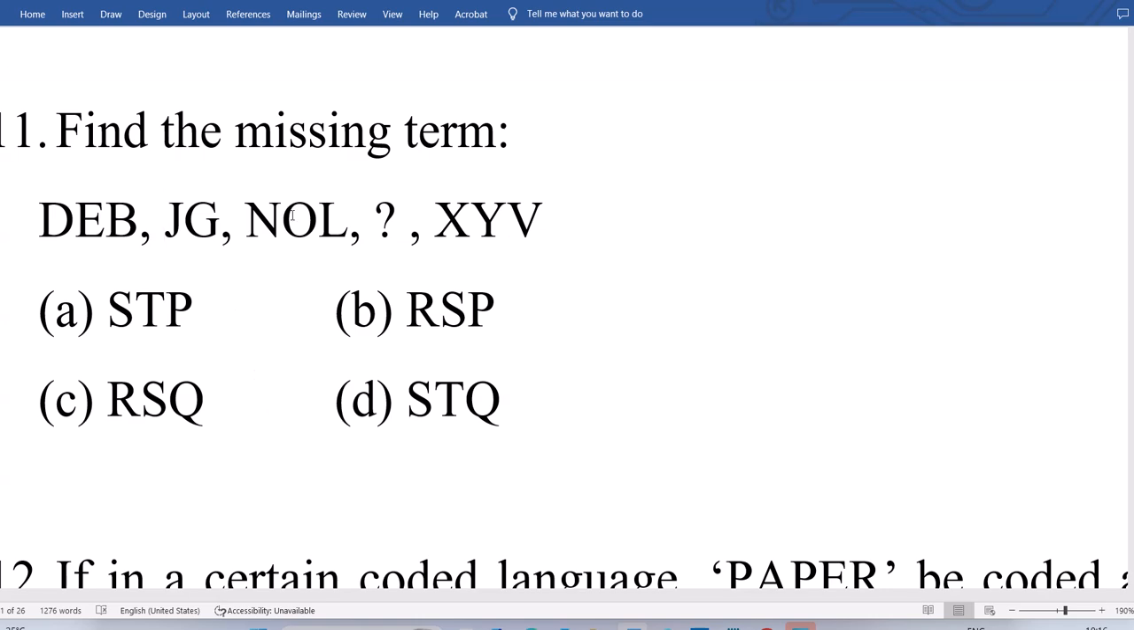This might be I, it seems. I, J, G, N, O, L. Yeah, fine. Now it's it. See, typing errors may be there. That's what I'm just trying to correct.